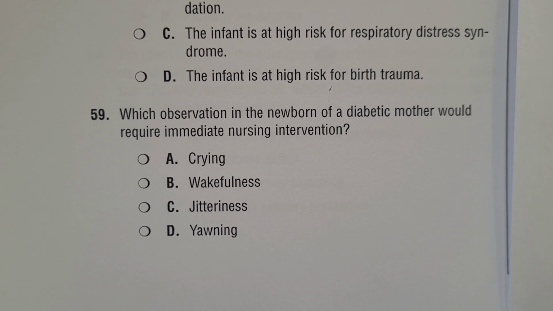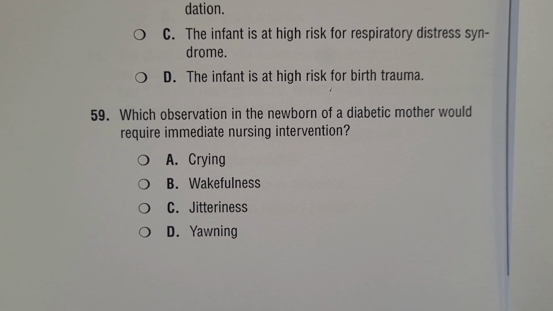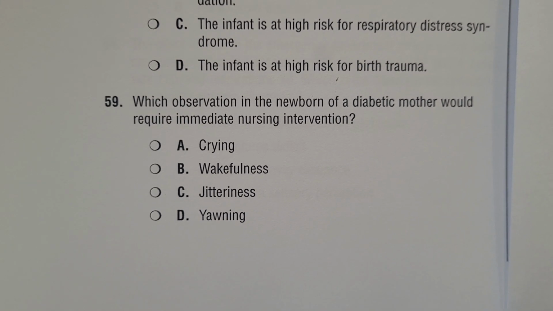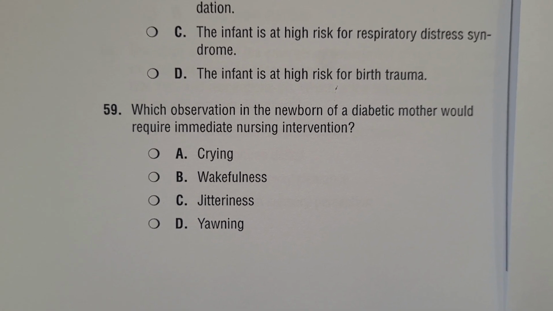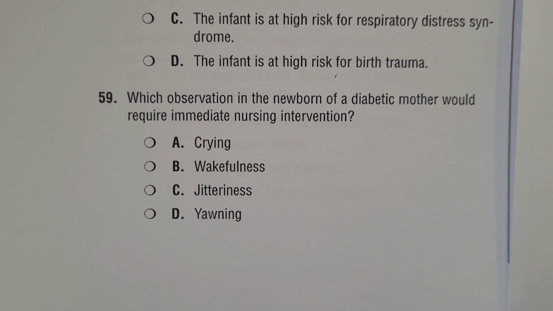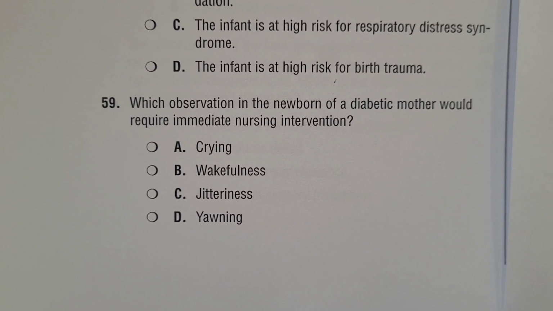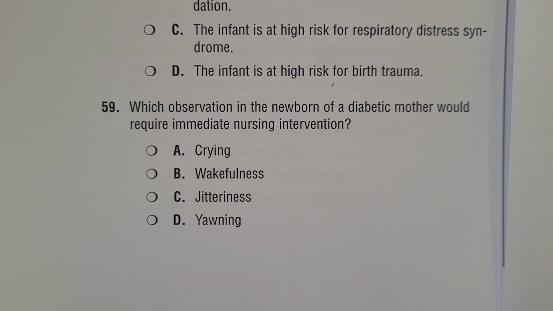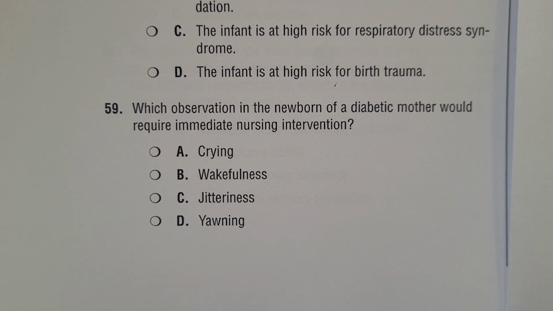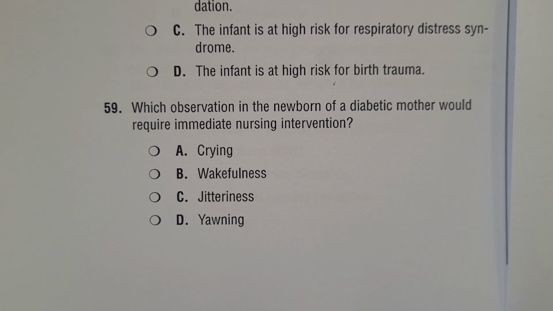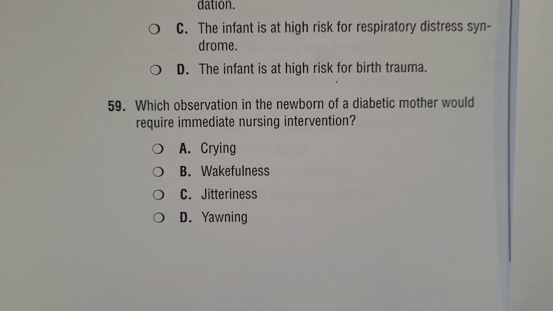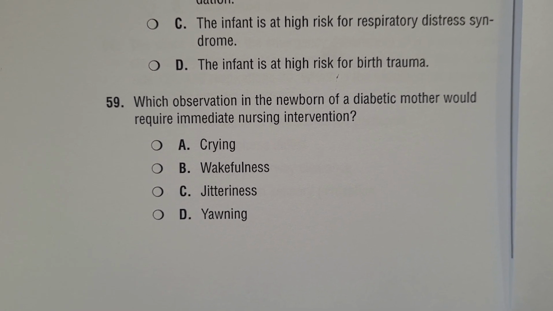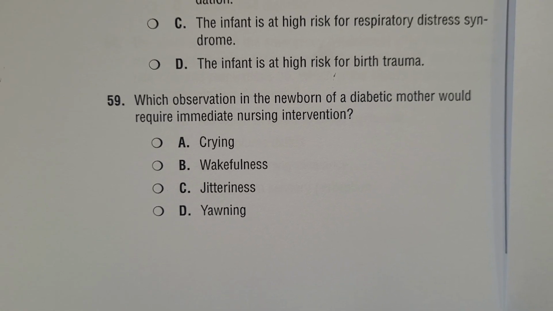Number A, crying. It's okay, children cry after birth, it's a normal thing, so A is incorrect. Number B, wakefulness, this is good, this is also incorrect. Number C, jitteriness, yes, this is our correct option because jitteriness is a sign of seizure in the neonate. Number D, yawning, this is also incorrect. Crying, wakefulness and yawning are expected in the newborn. So answers A, B and D are wrong. Our correct answer is C, jitteriness.